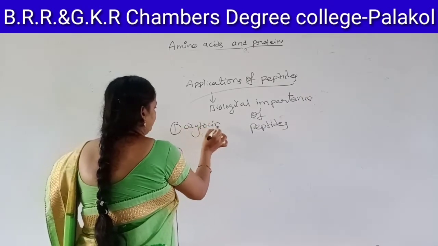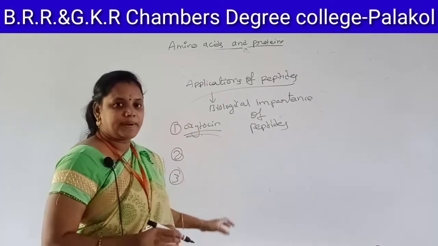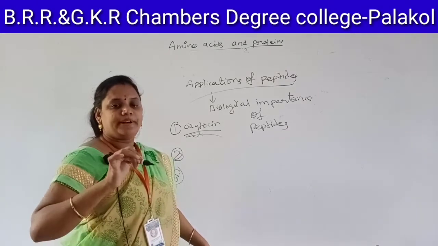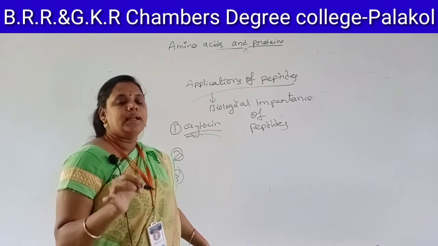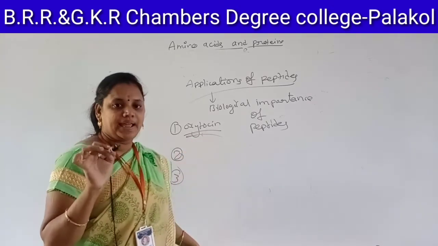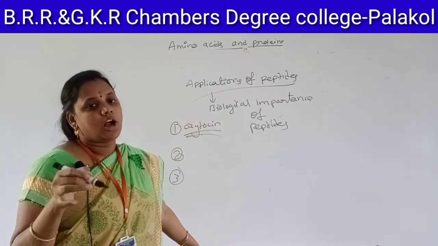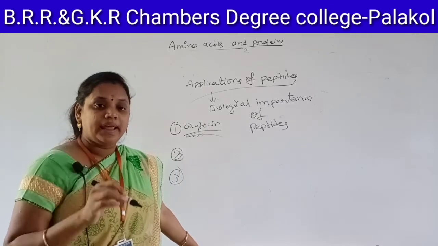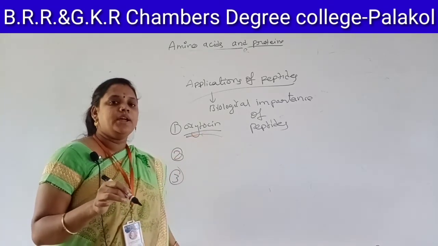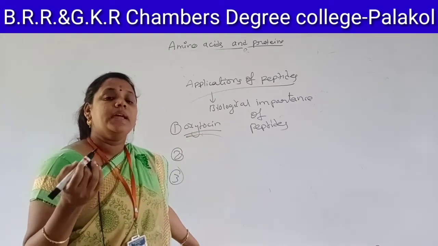oxytocin peptide. It is very interesting, students. Please learn about that oxytocin peptide. Oxytocin peptide is a nonapeptide. Nonapeptide means it has 9 amino acids in the chain. Oxytocin is a nonapeptide. It means that it has how many amino acids, students? 9 amino acids in the chain. And this is released by the pituitary gland.